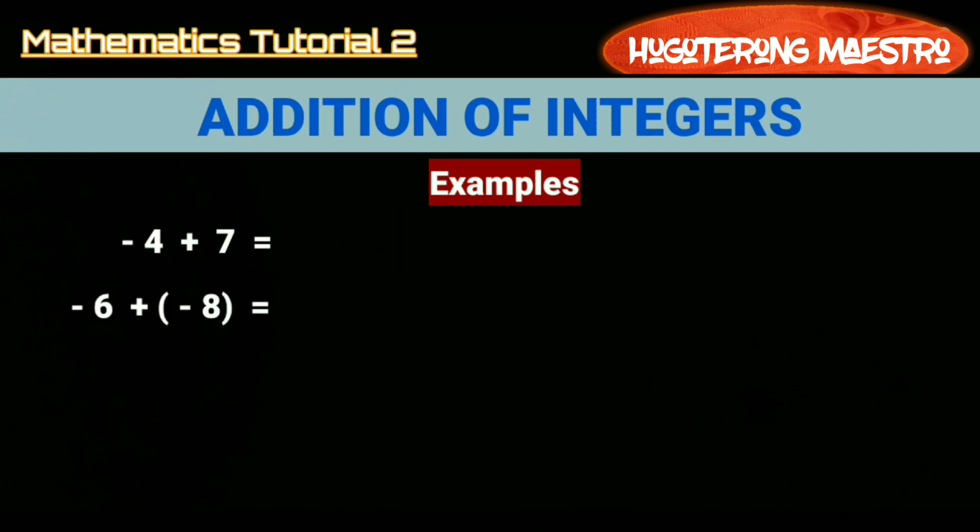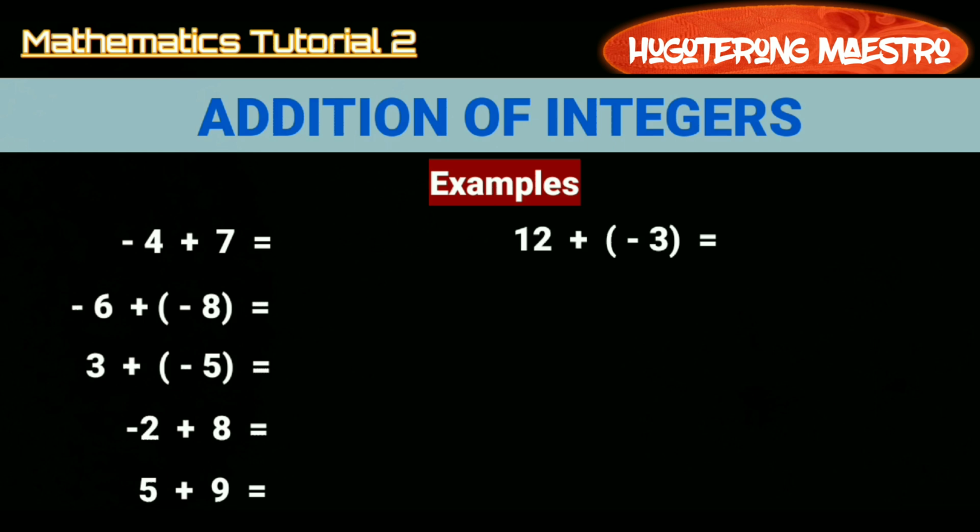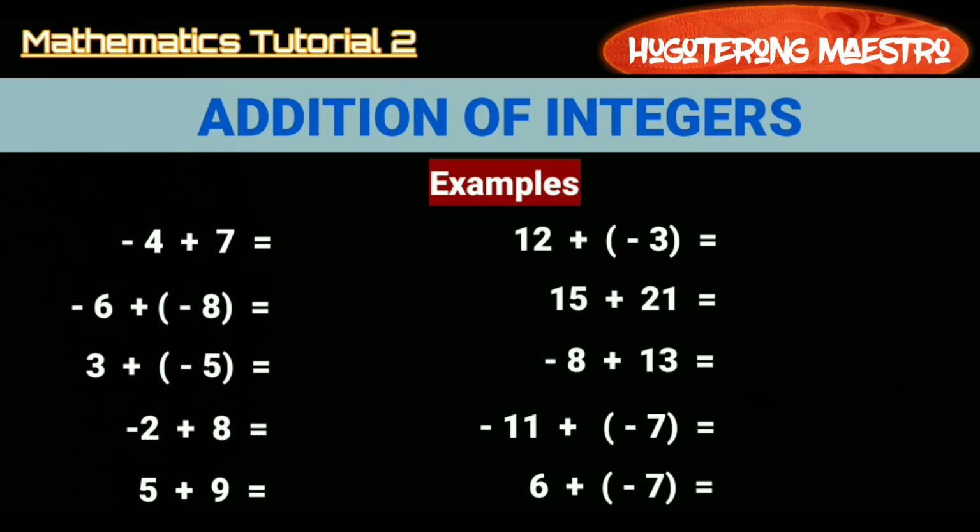This time, let us try to answer the following, and let us see kung meron kayong natutunan sa ating discussion for today, at sana sabayin niyo ako sa pagsagot nito. So, let's start with negative 4 plus 7. So, hindi yan pareho ng sign, so we will subtract and follow the sign of the bigger number.